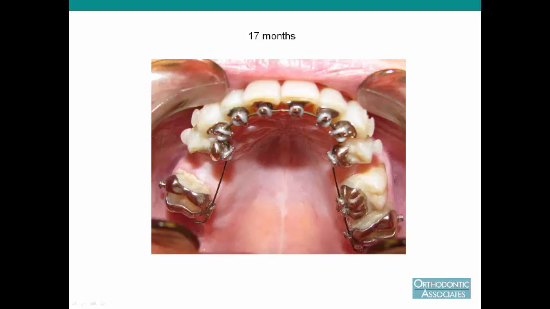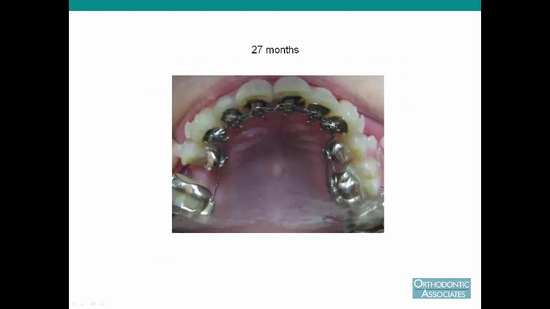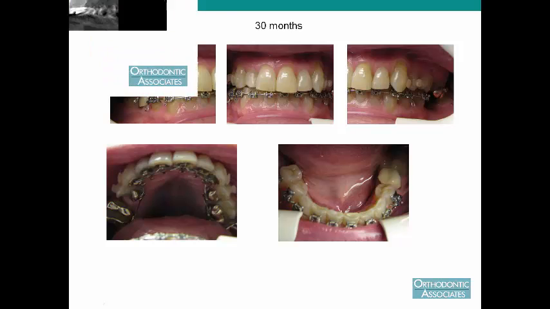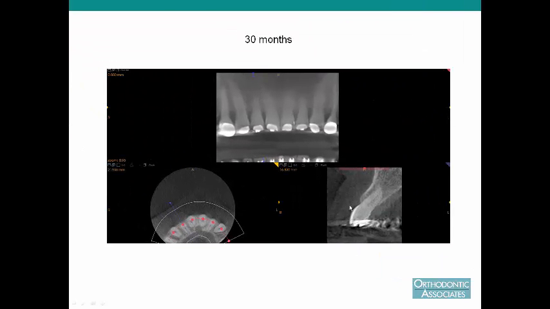Here she is at 17 months. At 27 months. At 30 months, I took a limited view cone beam CT to see the position of that upper lateral incisor relative to the bone. And you can see that the lateral incisor is in good bone, so I was happy with that position. Also notice there's a little bit of apical root resorption on the tip of that root. You can't see that from the reconstructed Panorex. You can only see that from the cone beam CT.